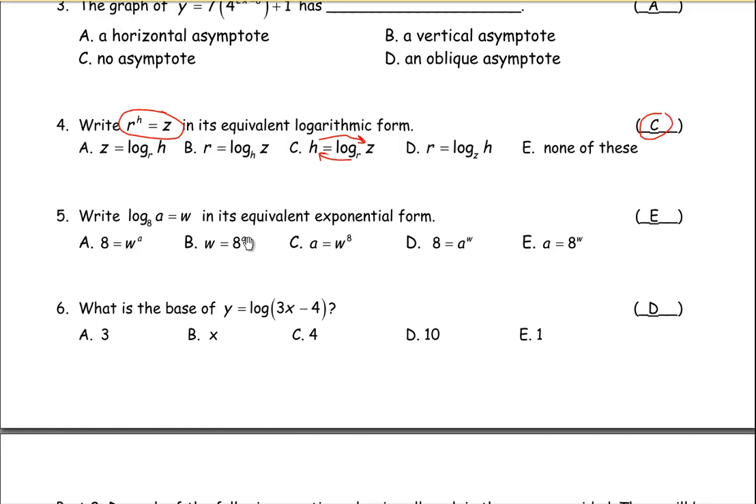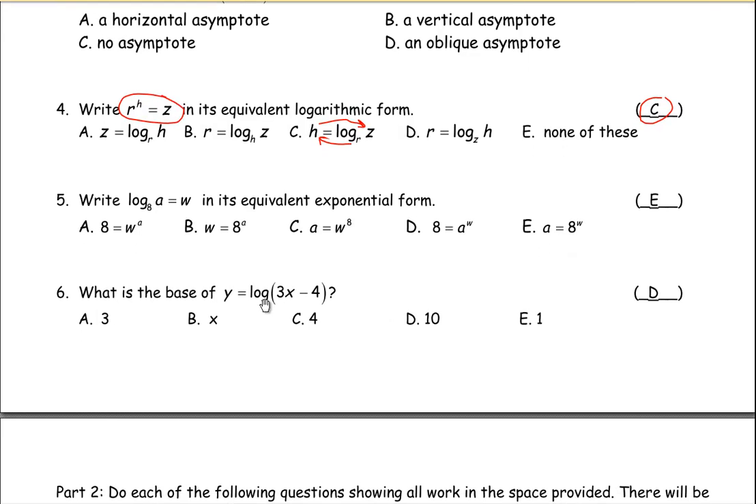And so in number 5, we use the same idea. Log of a base 8 equals w, then 8 raised to the power of w would equal a. So that's E. 8 raised to the power of w equals a. For number 6, what's the base of this logarithm? If you don't see a base, it's automatically 10. So D is the correct answer for number 6.